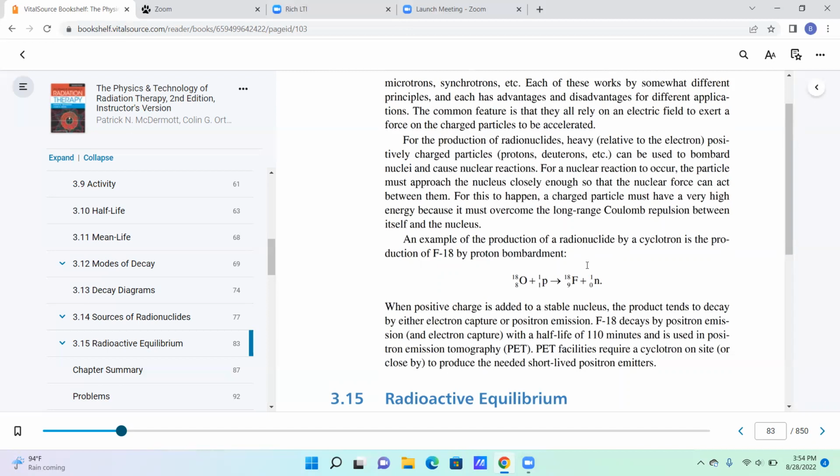So an example of production of a radionuclide by a cyclotron is production of fluorine-18 by proton bombardment. When positive charge is added to the stable nucleus, the product tends to decay either by electron capture or positron emission. And F-18 decays by positron emission with a half-life of 110 minutes and is used in PET.